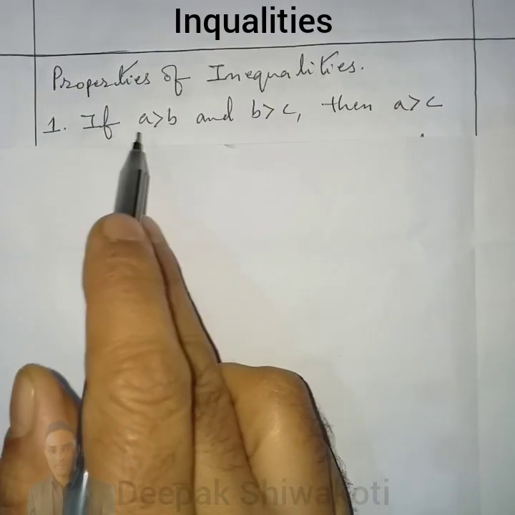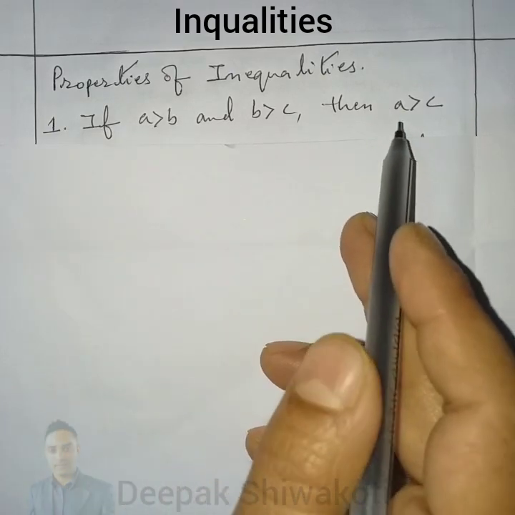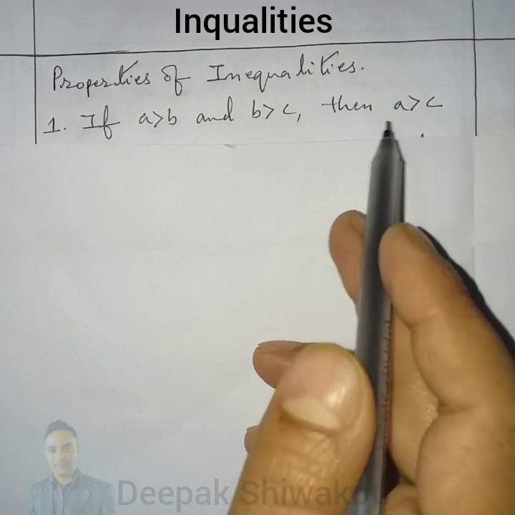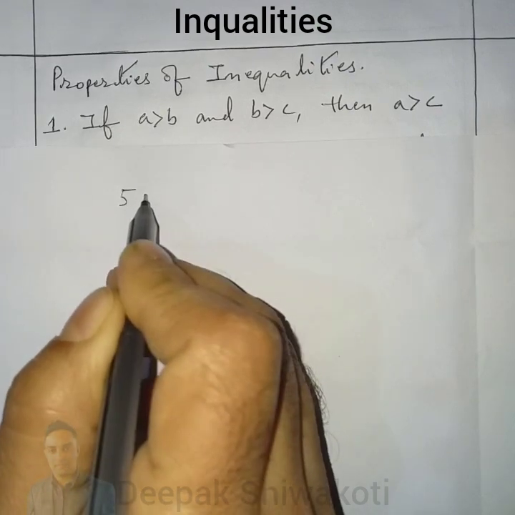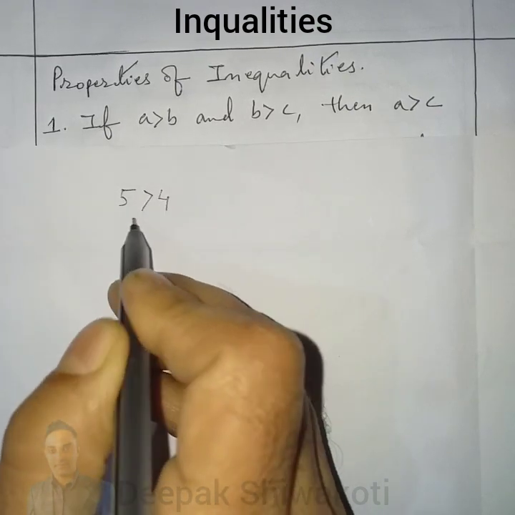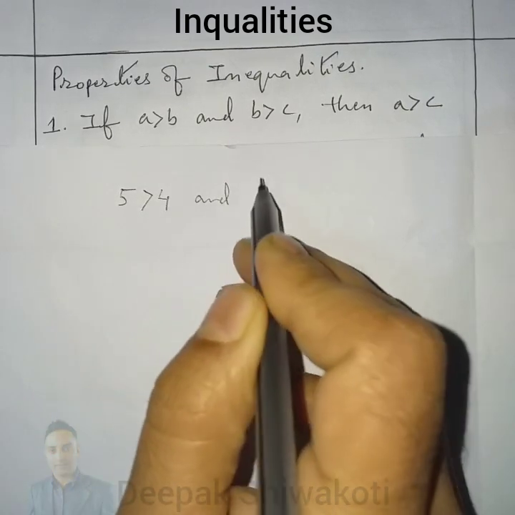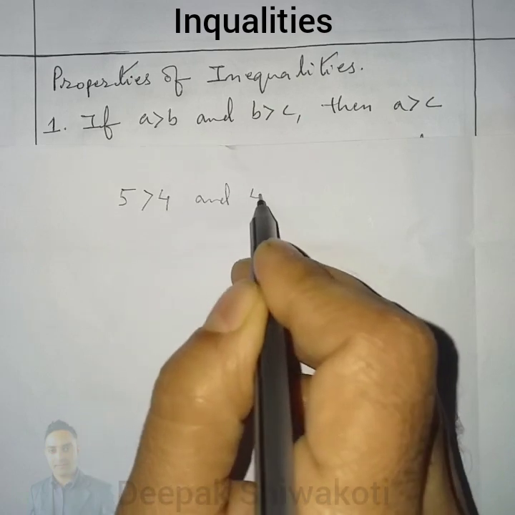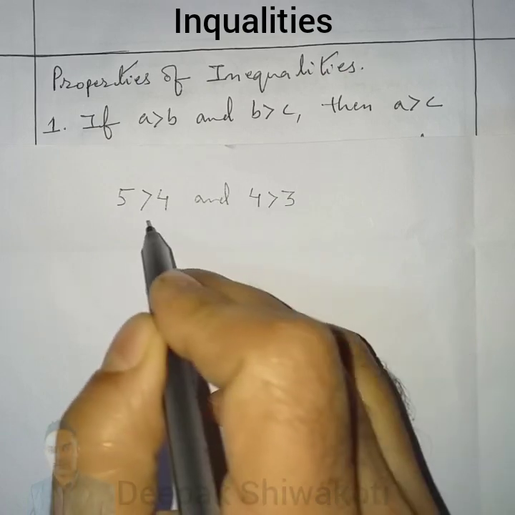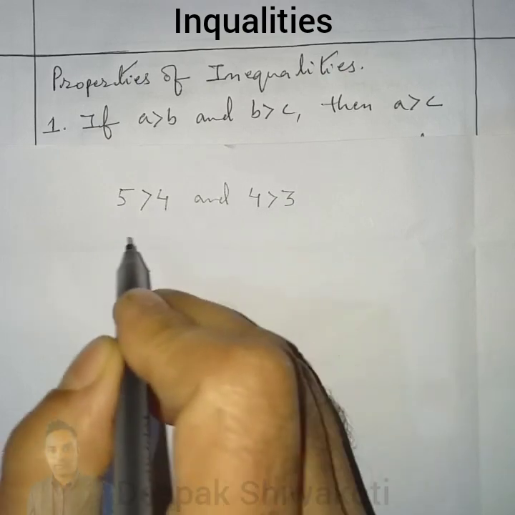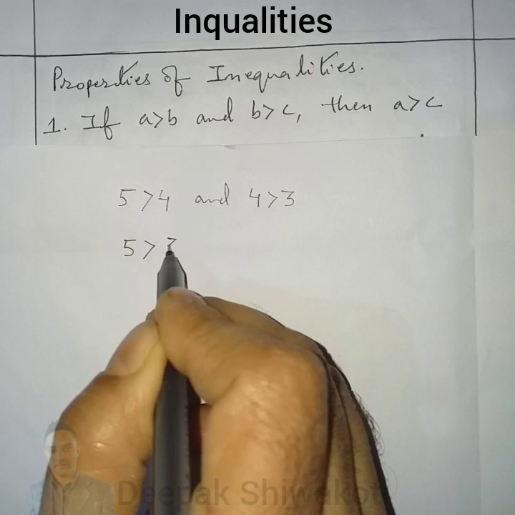Number one, if a is greater than b and b is greater than c, then a is greater than c. Here suppose a is 5 and b is 4, so it is true, 5 is greater than 4, and here b is 4, so 4 is greater than 3. So both the statements are true, and we can write 5 is greater than 3.